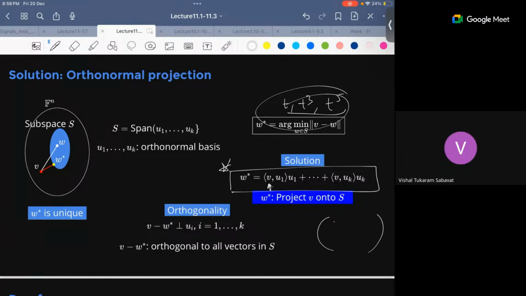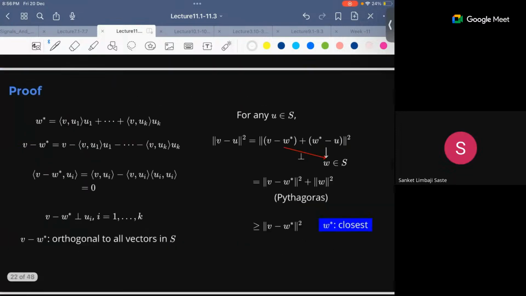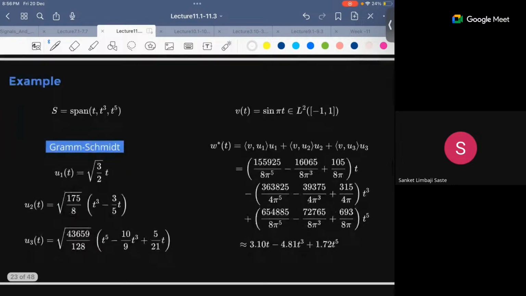Sir, can we have an example for this? Yes, for better clarification. Okay, let's have an example. Let's say you have t, t squared, t to the 5, the span of this, and you have to check whether it best approximates this vector or the signal, sine of pi t, that belongs to the function space L2 from -1 to 1.